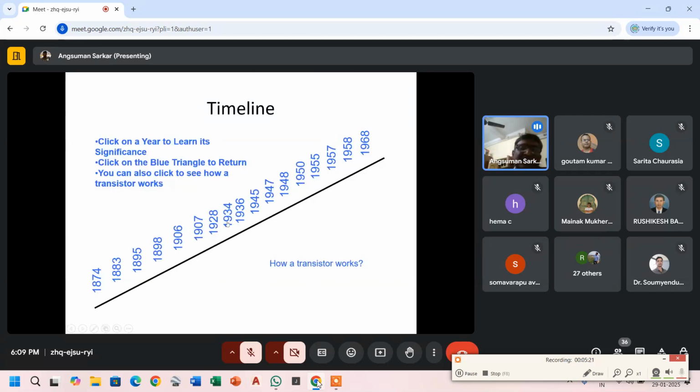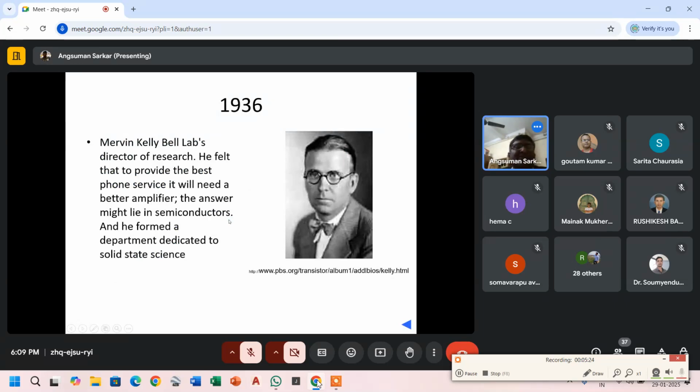That is in 1928. In 1934, Marvin Kelly, Bell Labs director, felt that to provide the best phone service you need a better amplifier, and the answer might lie in the semiconductor.